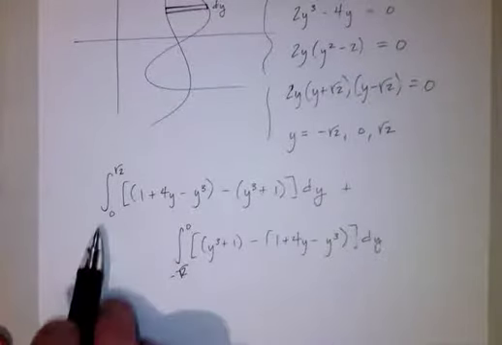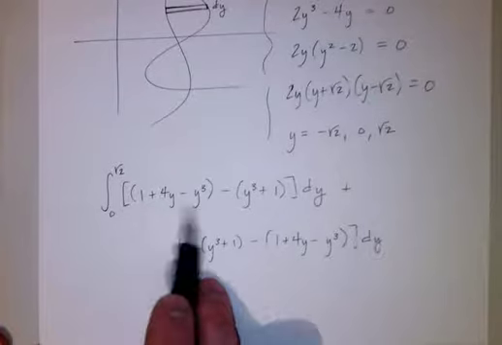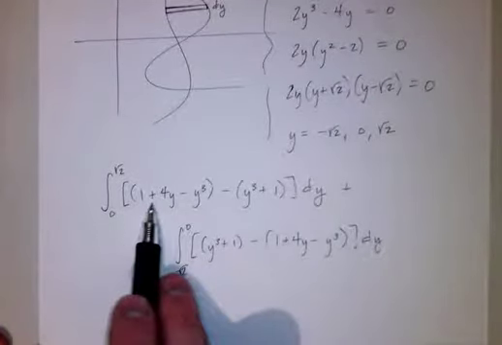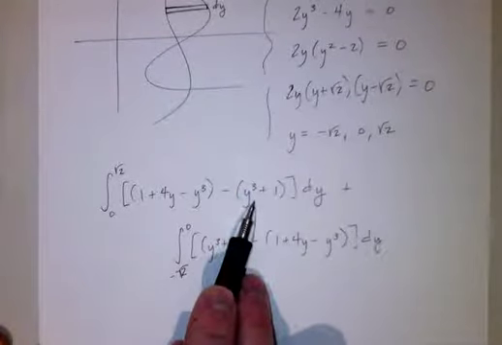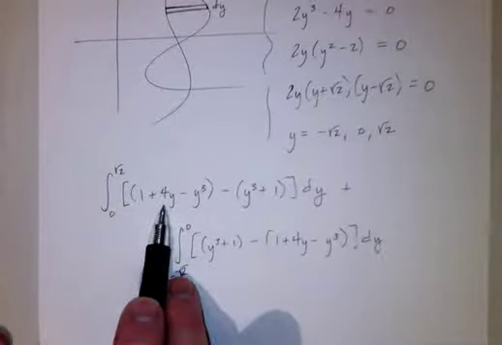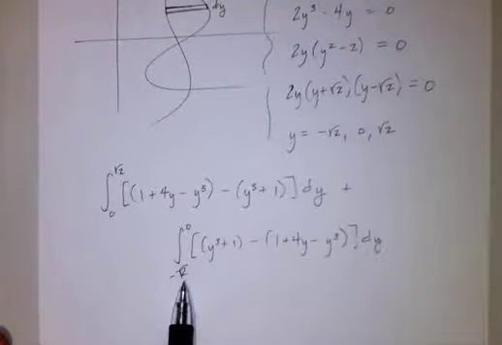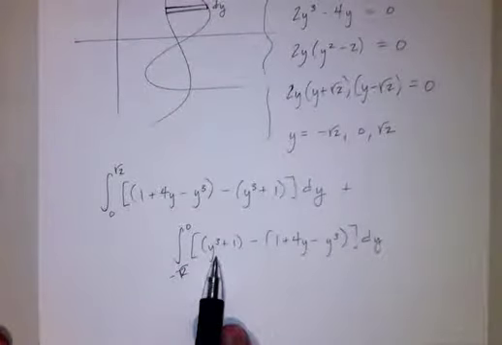You can go, okay, well, a representative point between 0 and root 2 is 1. If I plug 1 into here, I get 1 plus 4 minus 1, or 4. I plug 1 into here and I get 2. 4 versus 2, this one's larger. Well, let's plug in a negative 1 into here. Plug a negative 1 into y cubed plus 1, and you're going to get 0.